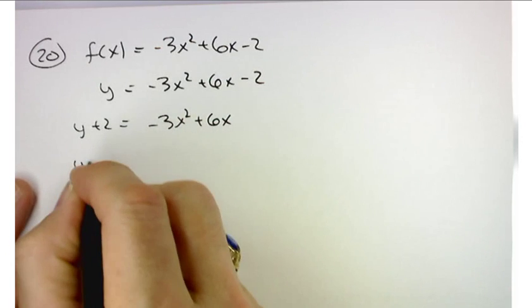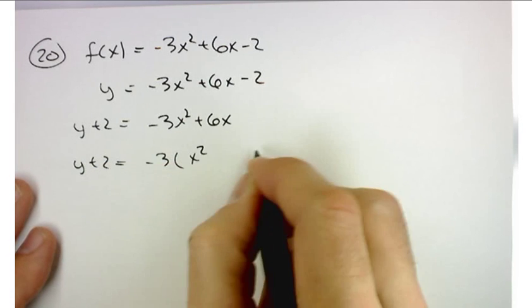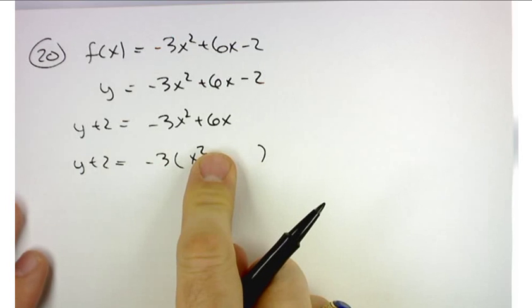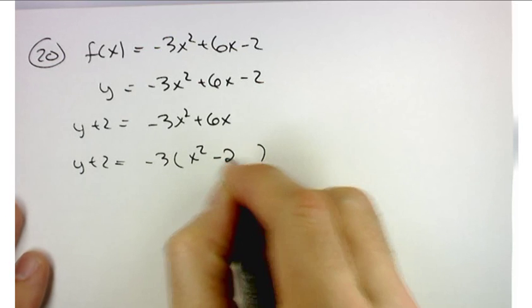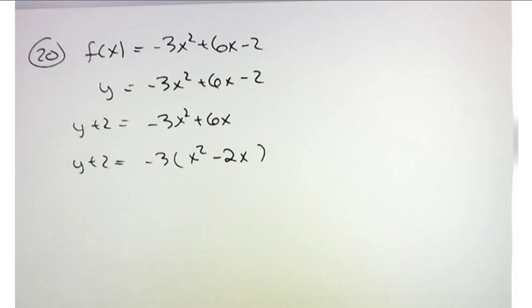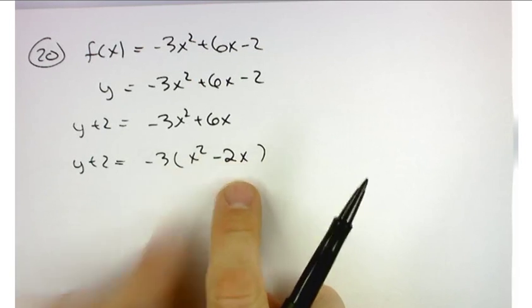So it's going to be y plus 2 equals negative 3 times x squared minus what? Minus 2x. Good. Now we're not taking out the greatest common factor here. All we're doing is we're taking out the coefficient. So, okay. Now I can complete the square on the inside term here.